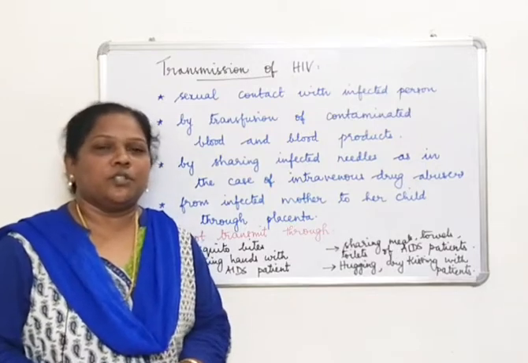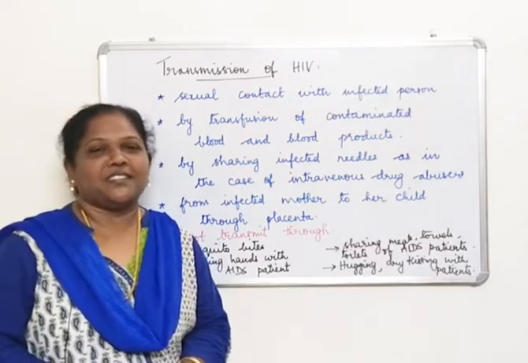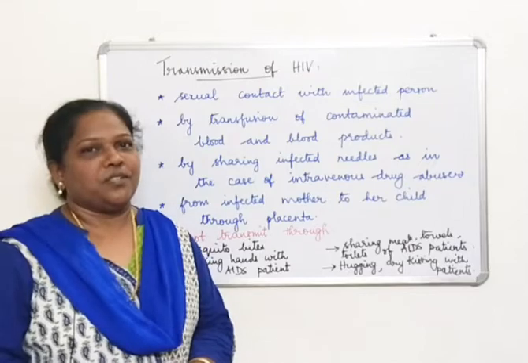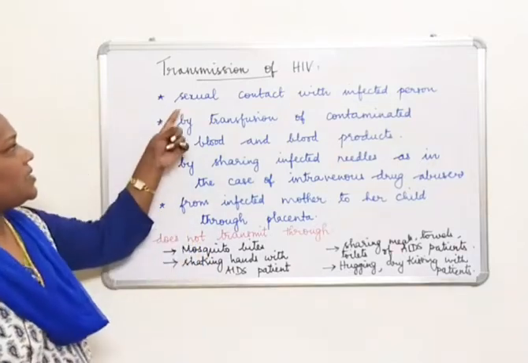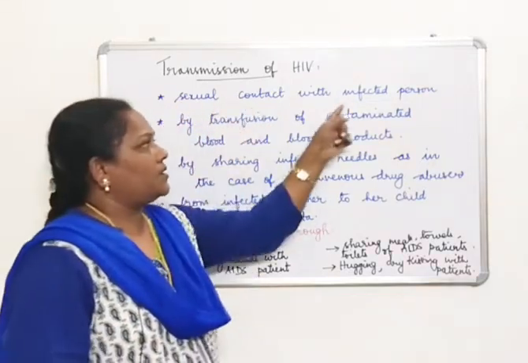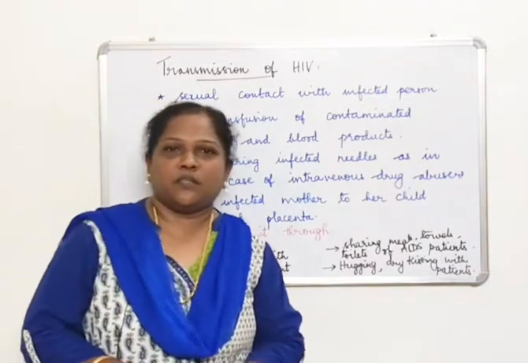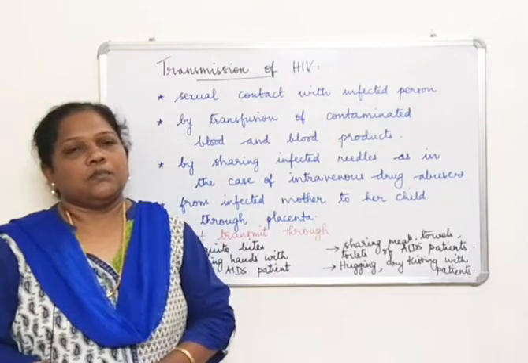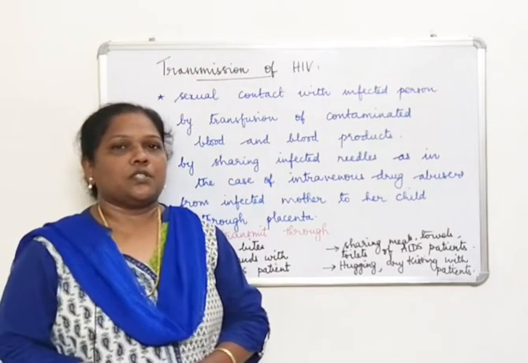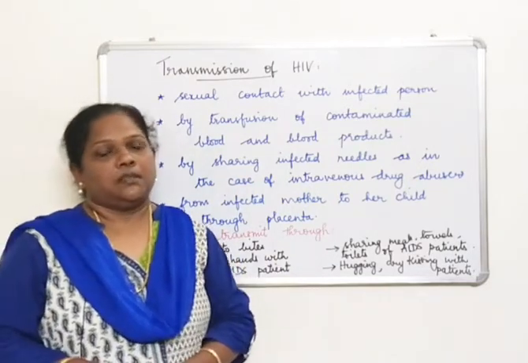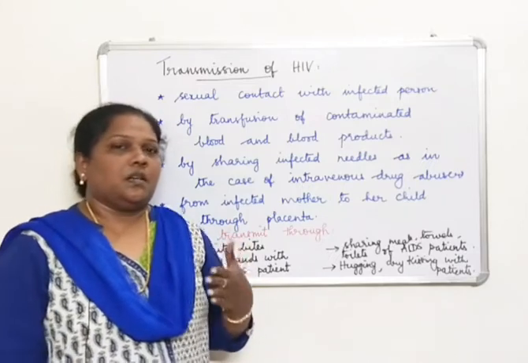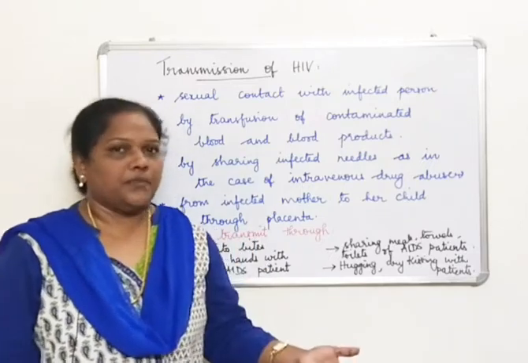Next is transmission of HIV. How is this human immunodeficiency virus transmitted from an infected person to a normal person? The first one is through sexual contact with the infected person. It is the most common method where HIV is transmitted. Mostly 65% of this infection takes place through the sexual method, where it is transmitted from the affected partner to an unaffected partner.